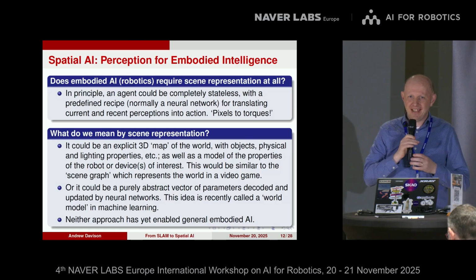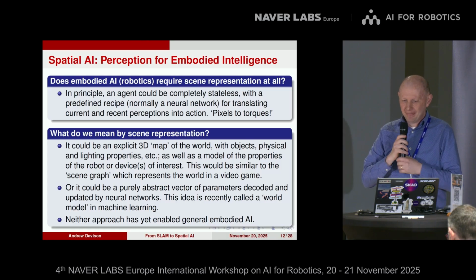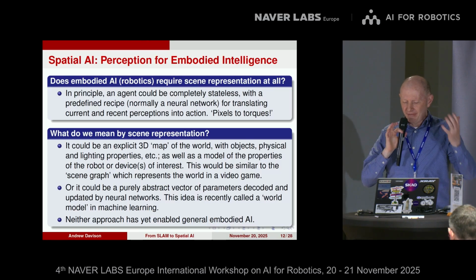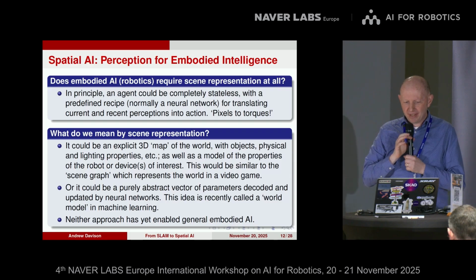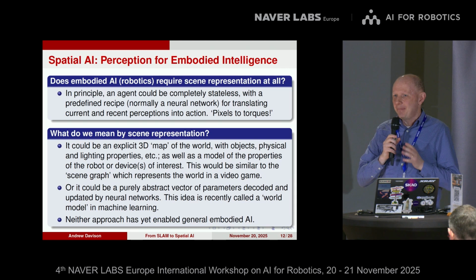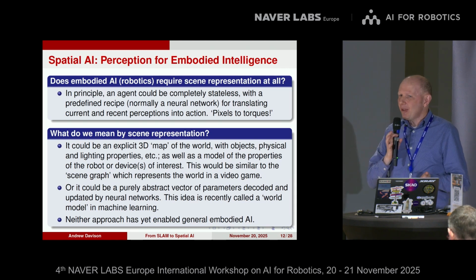So this is the thing that I see, and these are the actions that I take, and that's all encoded in a neural network that just runs end to end and doesn't explicitly build anything like a map or a representation. So, will that work?